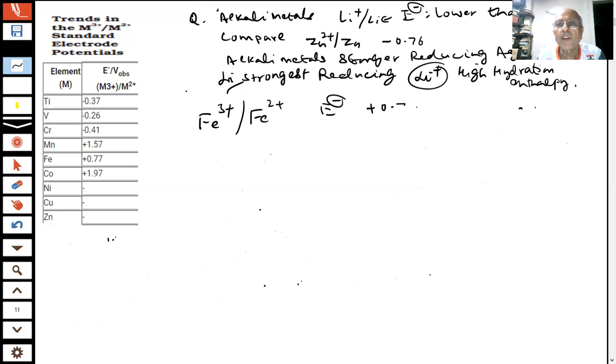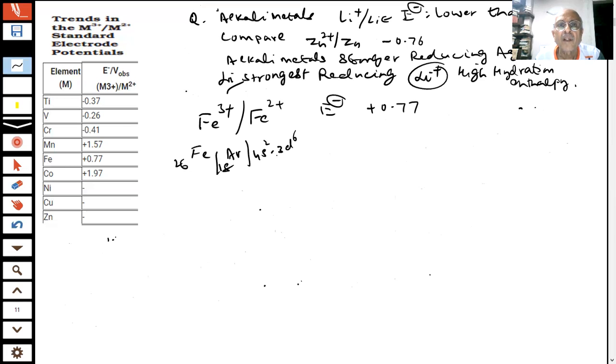Plus 0.77, students. Now, what is the iron atomic number? 26. Scandium, titanium, vanadium, chromium, manganese, iron: 22, 23, 24, 25, 26. So iron is argon 18, 4s2 3d6.